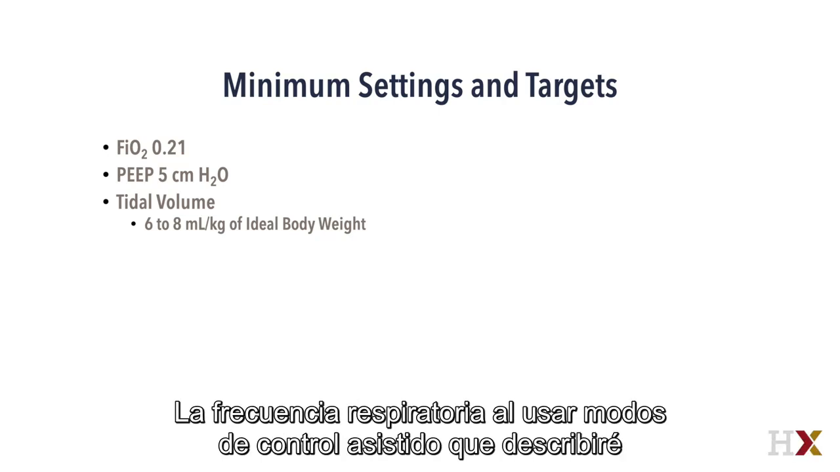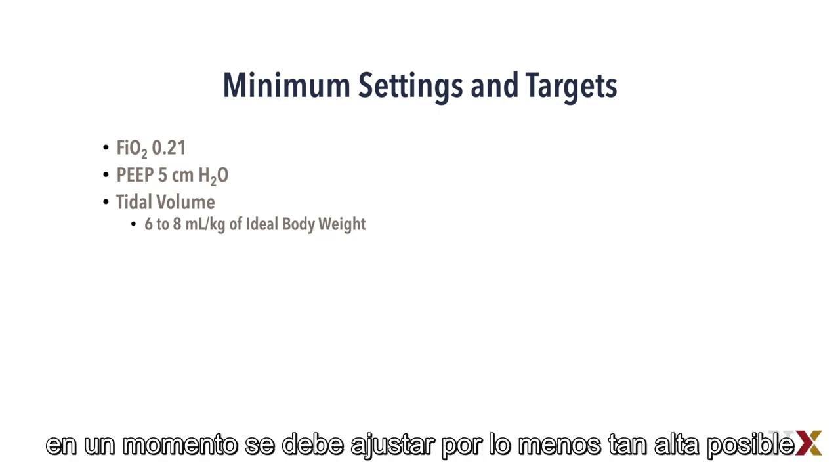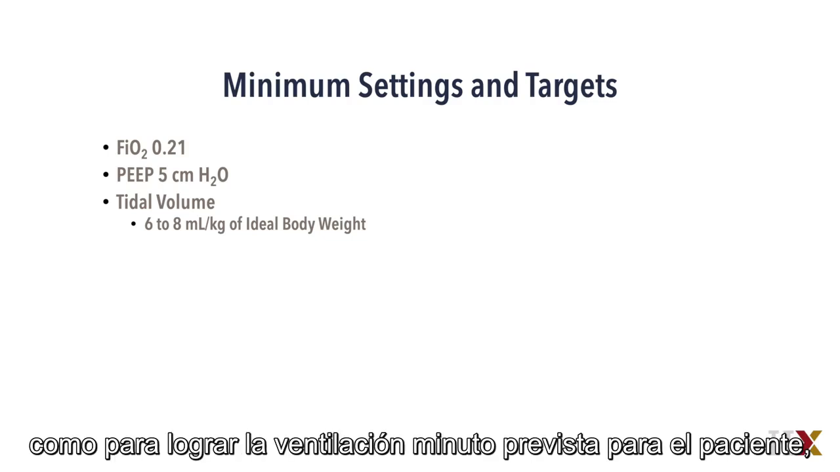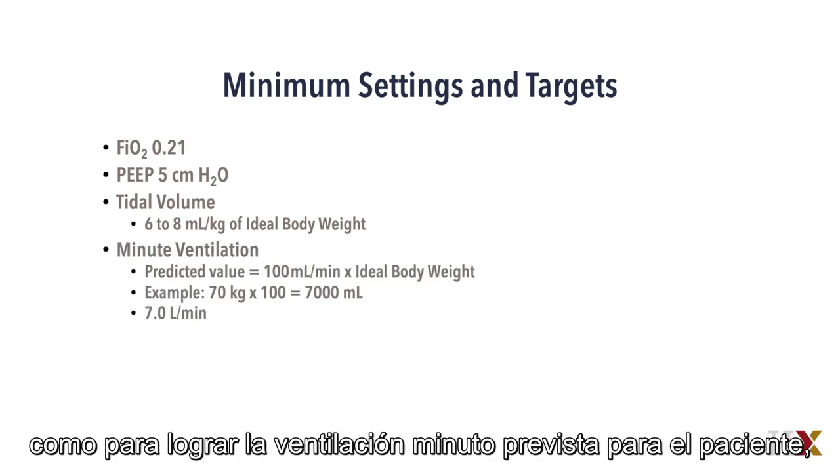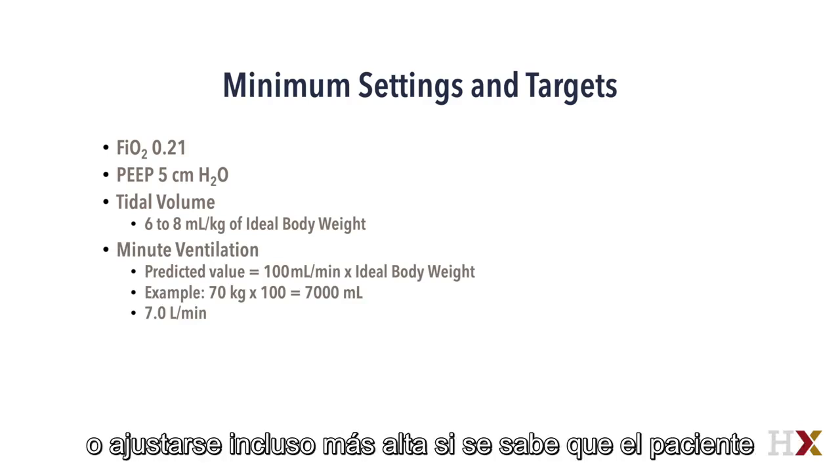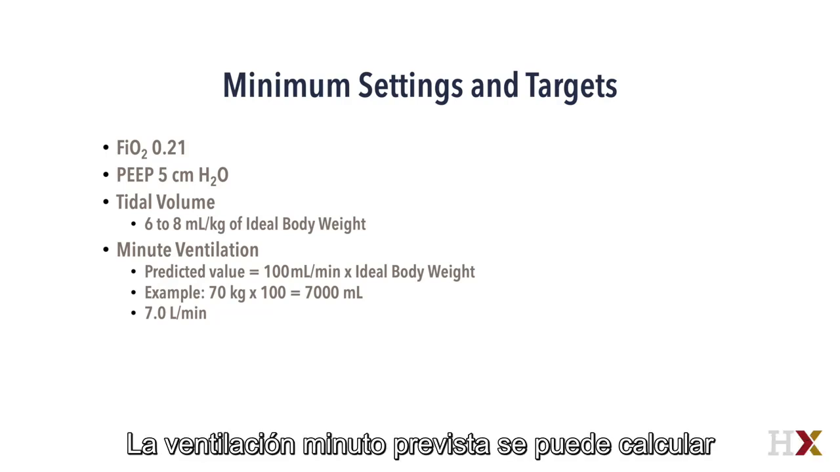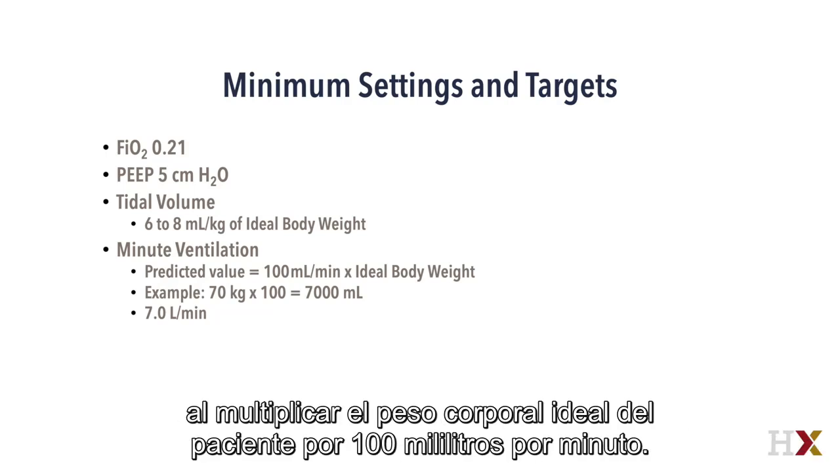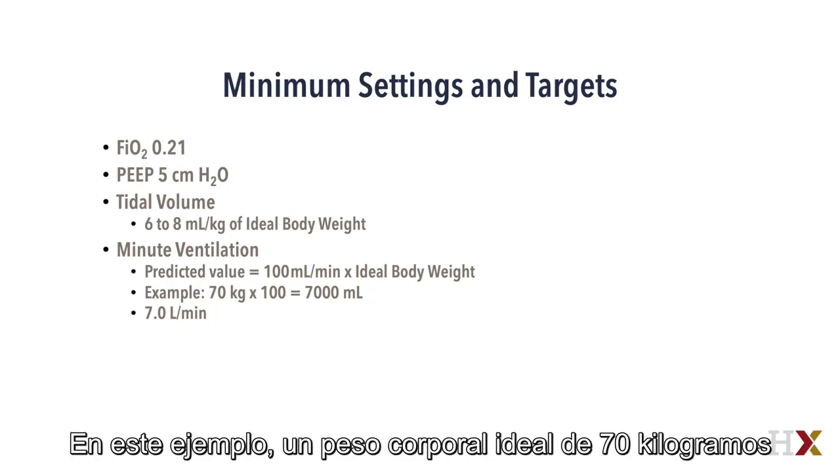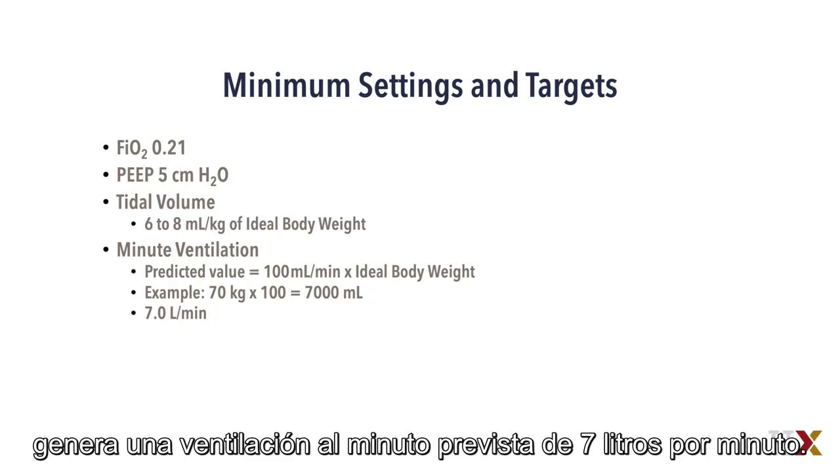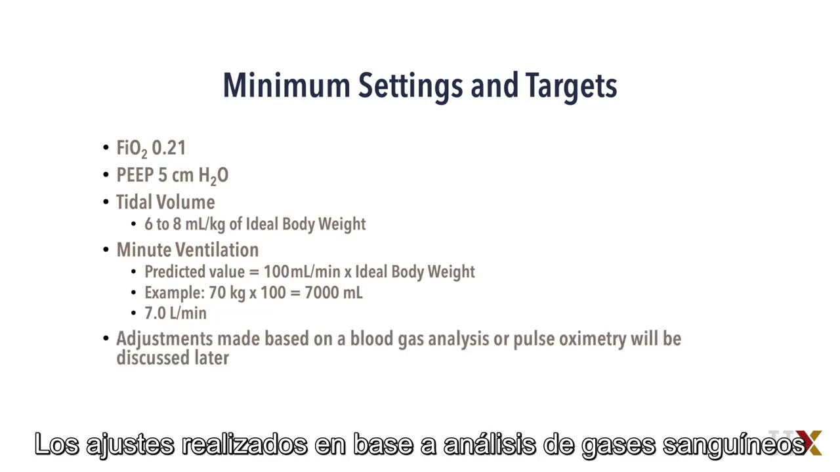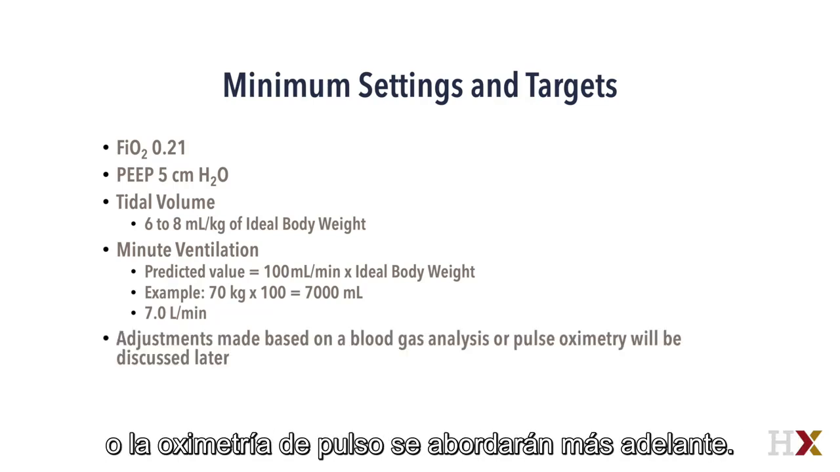The respiratory rate when using assist control modes, which I will describe in a moment, should be set at least high enough to achieve a minute ventilation that is predicted for the patient, or set even higher if the patient has a known acid-base disturbance at the time of intubation. Predicted minute ventilation can be determined by multiplying ideal body weight of the patient by 100 milliliters per minute. In this example, an ideal body weight of 70 kilograms leads to a predicted minute ventilation required of 7 liters per minute. Adjustments made based on blood gas analysis or pulse oximetry will be discussed later.